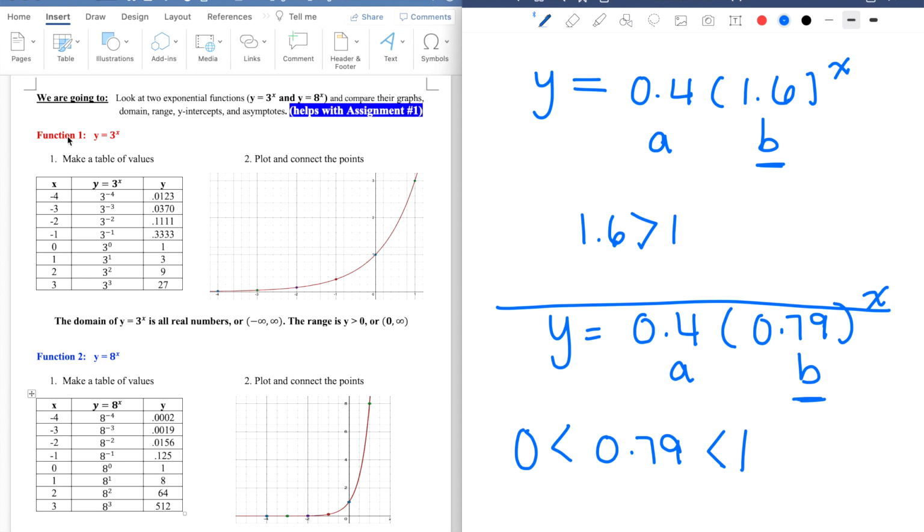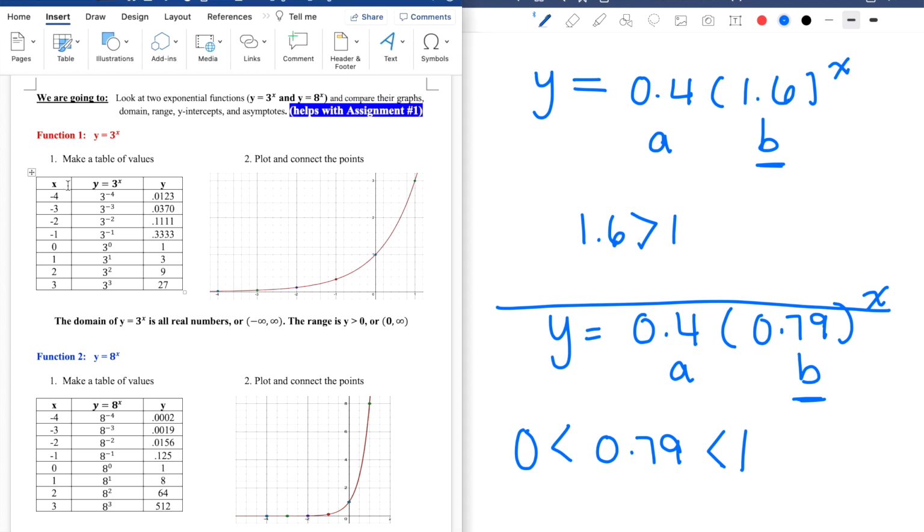So we start off with the first function, y equals 3 to the power of x. What we did was create a table of values. So we chose any x values to plug in. You don't have to use these specific numbers, but we just use the easiest ones.